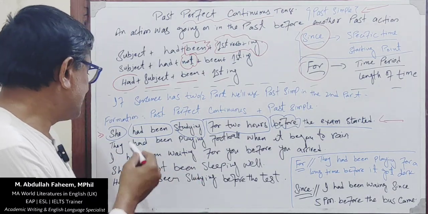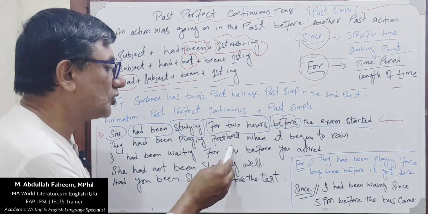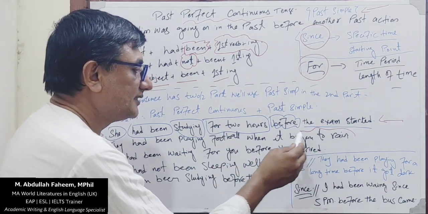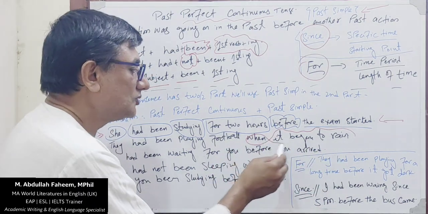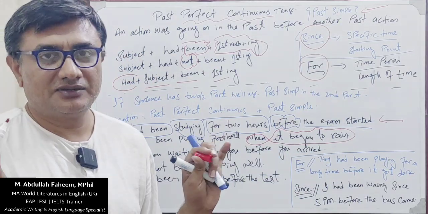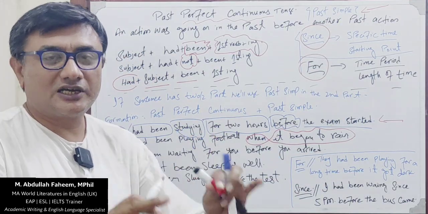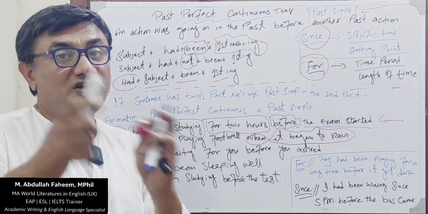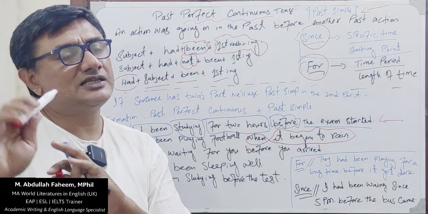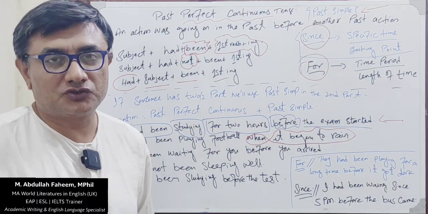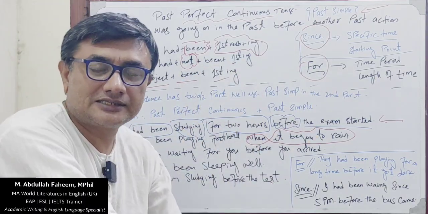If we see the next sentence, they had been playing football when it began to rain. When it began to rain. यानी वो already, they were playing already, वो already खेल रहे थे, क्या हुआ? Then the rain started. So the first activity is they were already working on something, and what they were working on, they were playing actually, and then the rain started.